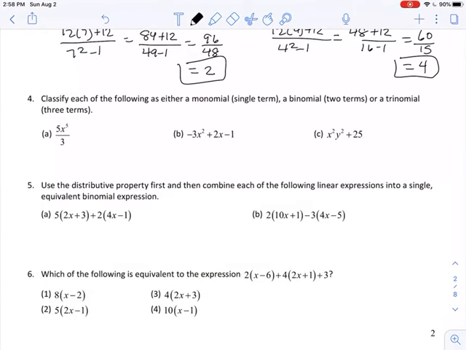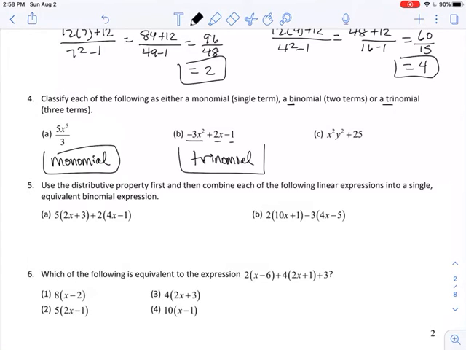Classify each term as a monomial, which means 1 term, a binomial, which is 2 terms, see that prefix bi, or a trinomial, which means 3 terms. So A is just a monomial. There's 1 term there. B has 3 separate terms, so that would be a trinomial. And C has 2 terms, so that would be a binomial. Again, this should all be familiar to you from algebra.